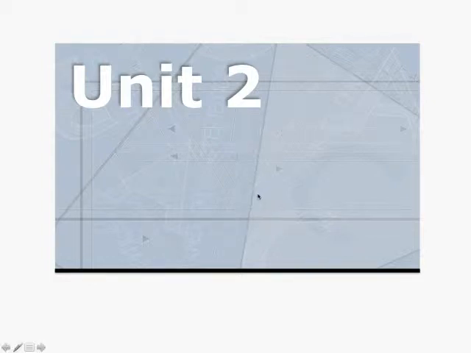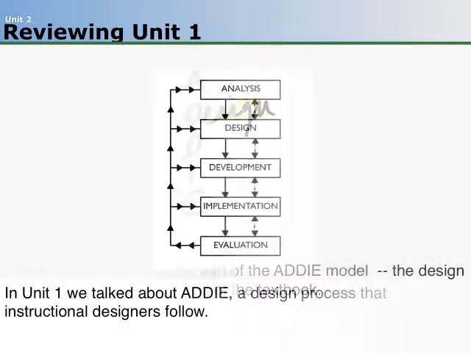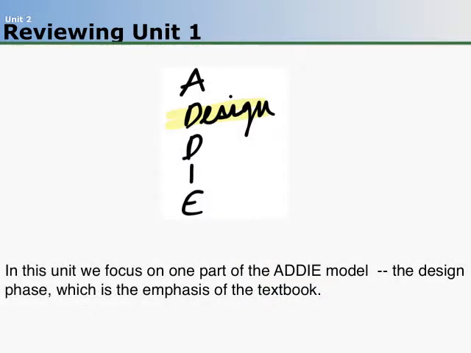Welcome to Unit 2, Acing Objectives. In Unit 1, we talked about ADDIE, a design process instructional designers follow. In this unit, we focus on one part of the ADDIE model, which is the design phase and the emphasis of this class and textbook.